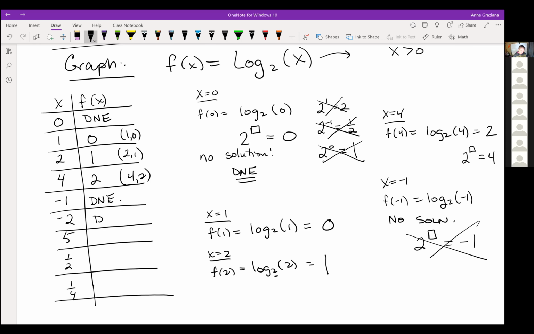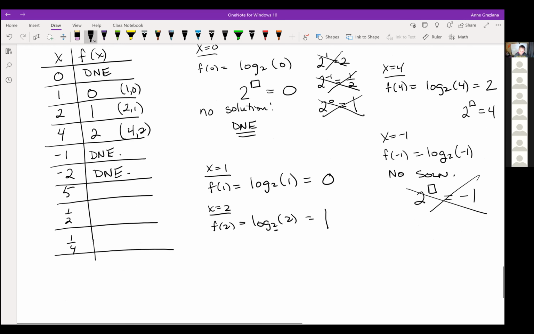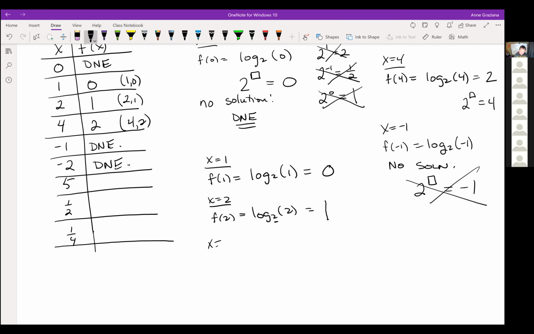And we also know by this point that negatives are not in our domain. You cannot plug a negative number into this function. Okay. All right, let's try x is 5. F of 5 is log base 2 of 5. And I'm asking, 2 to what power equals 5? Does this have a solution? The answer is yes, but it's not a whole number. We have to do an estimate.